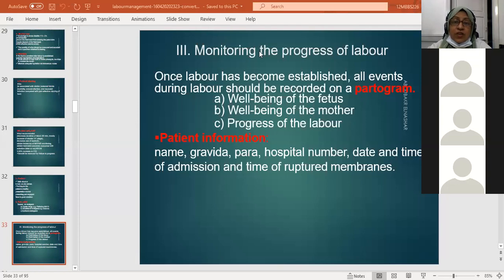I think this is very difficult, not so easy. Almost, ma'am. Okay, so hopefully you all understood the lecture. We will continue this tomorrow with the partogram and the CTG. Okay? Okay, ma'am.